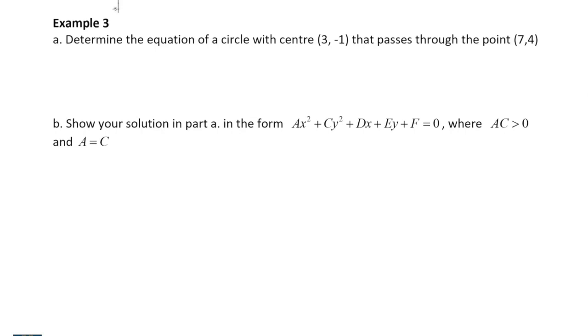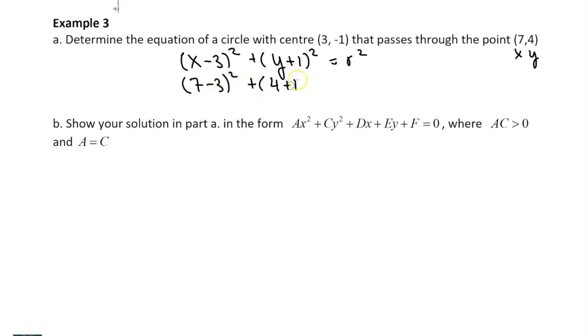Determine the equation of a circle with a center of (3, -1) that passes through the point (7, 4). So we could say (x - 3)² + (y + 1)² = r². And it passes through the point, an xy point of (7, 4). So wherever there's an x, let's put in a 7, and wherever there's a y, let's put in a 4. So we could say (7 - 3)² + (4 + 1)² = r².